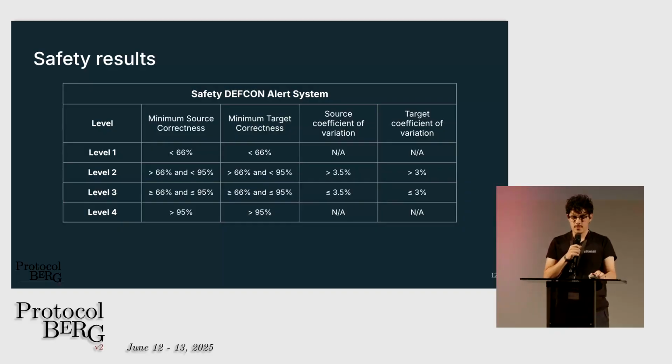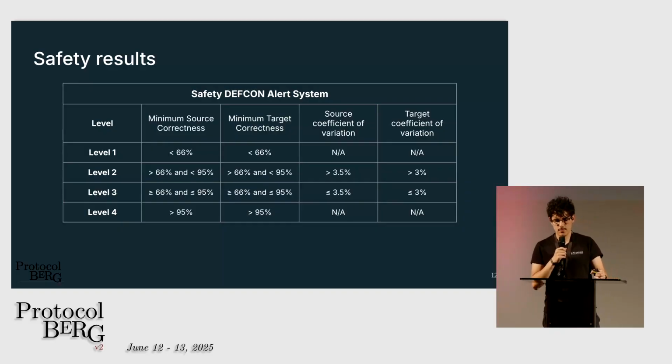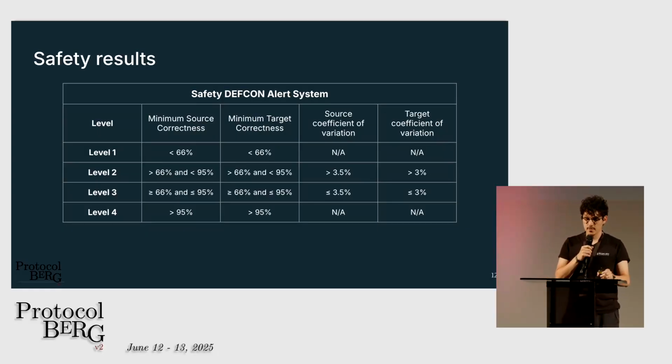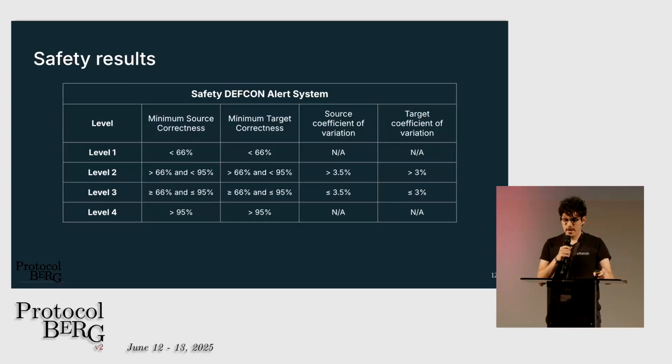So for the safety results, here we have a table with 4 metrics. The minimum source correctness, which is the minimum source correctness recorded within this period. We have the same for the target correctness. And then we have the source coefficient of variation and the target coefficient of variation. The coefficient of variation analyzes the variability within one period.